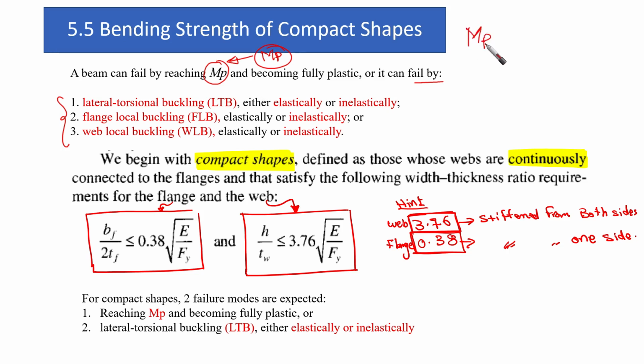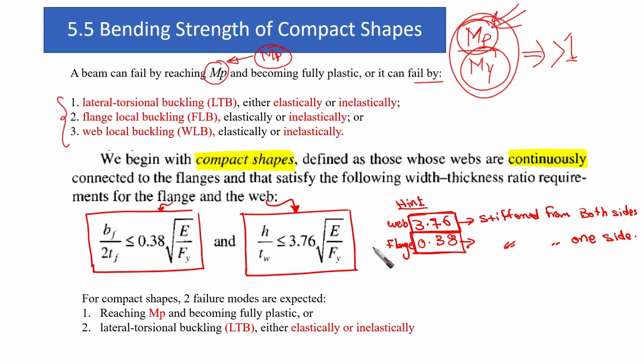MP over M yield, for most of the shapes that we are going to talk about, is going to be larger than 1. So this means that in plastic the section can provide higher moment than the yield, if we maintain the section without local buckling, meaning any of its parts does not experience local buckling. So in case of compact shapes, the beam can fail by reaching MP, which is the highest level of moment that it can resist, and becoming fully plastic.